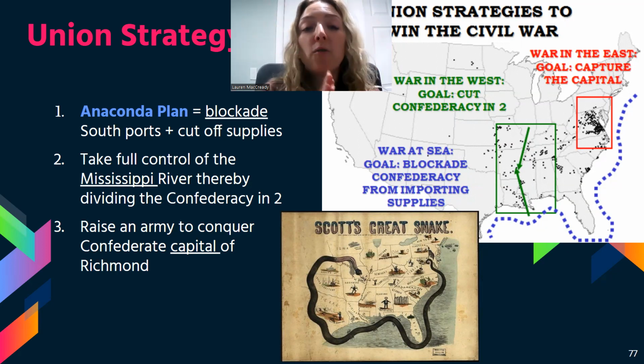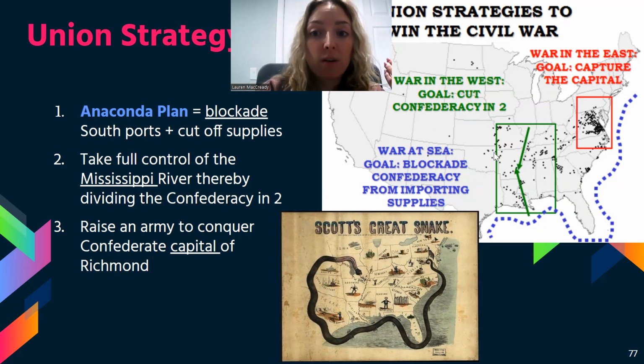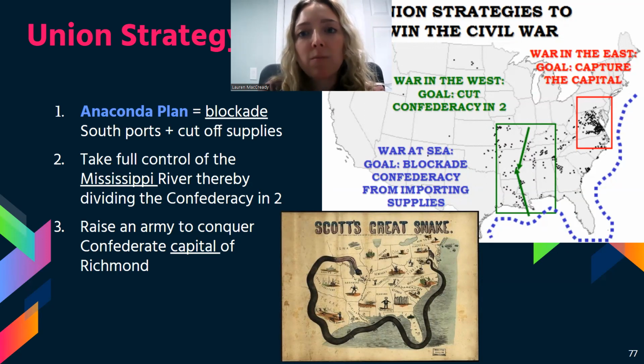And so once you can take full control of the Mississippi River, you're basically cutting the Confederacy in half. They can't connect between the half that's on this side of the Mississippi River and the half that's on this side of the Mississippi River. And then it's kind of like a game of capture the flag. All wars were like that back in the day. Capture the capital, which is Richmond, Virginia.